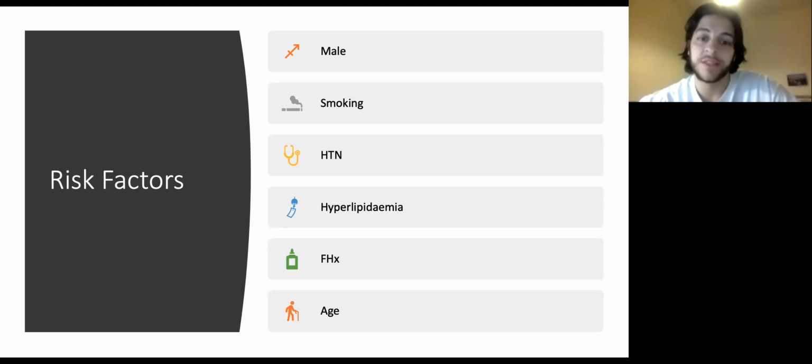So some risk factors for AAAs. These are all your cardiovascular risk factors, really, the same things that will increase your risk of heart attack and stroke. So being male, smoking, high blood pressure, hyperlipidemia, a family history, and age.